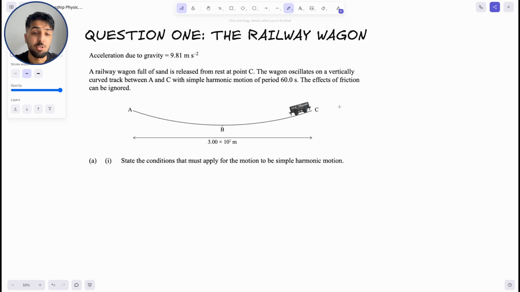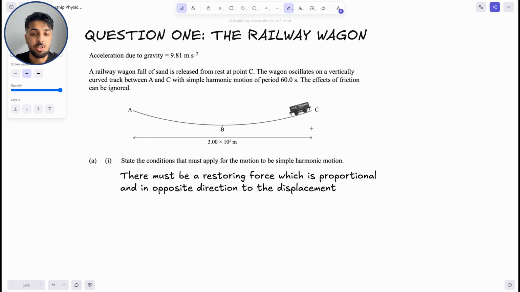Question 1. A railway wagon full of sand is released from a rest point at C. The wagon oscillates in a vertical curved track between A and C with simple harmonic motion with a period of 60 seconds. The effects of friction can be ignored. State the conditions that must apply for the motion to be considered simple harmonic motion.